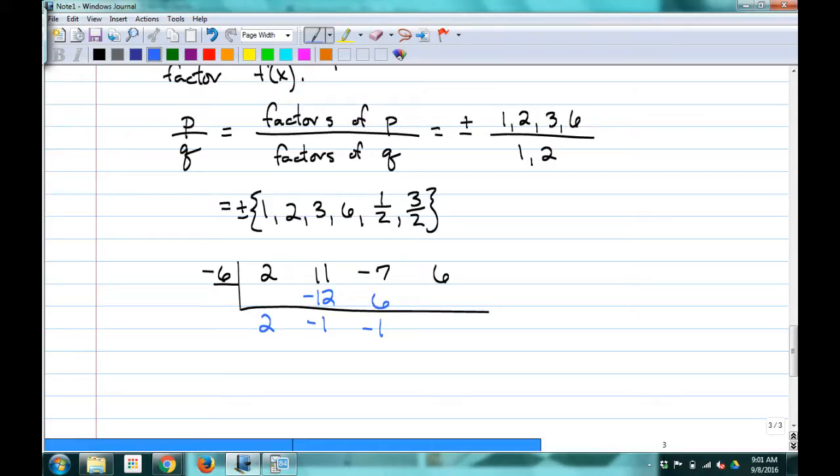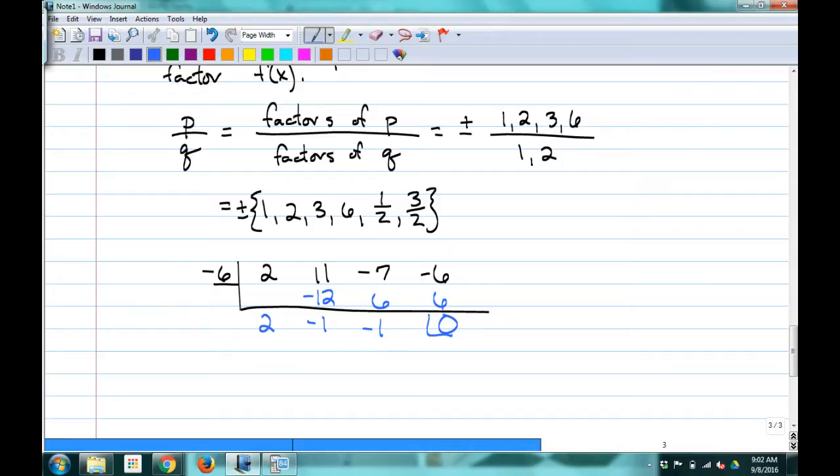Did I do that? And that's supposed to be a -6 right there, isn't it? I didn't copy that down right. 10. There we go, -6. And then we get +6 right there. And there's my 0 in the remainder.